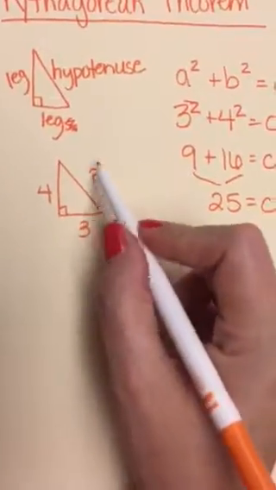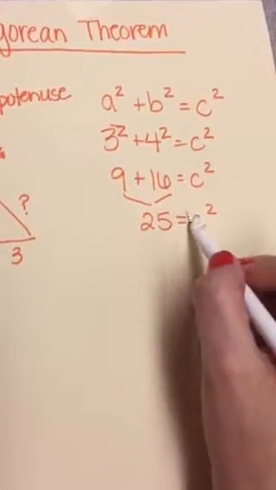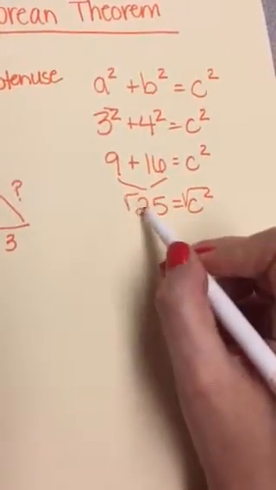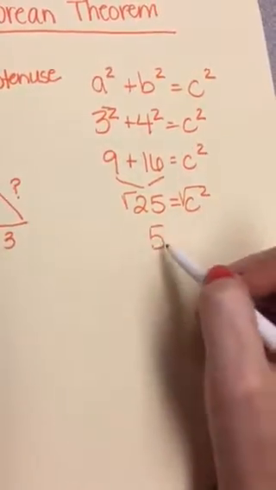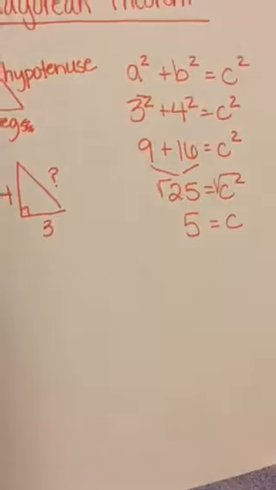But I don't want to know c squared, I want to know just c. So I'm going to take the square root of both sides. Square root of 25 is 5, because 5 times 5 is 25, equals c, so my missing side is 5.